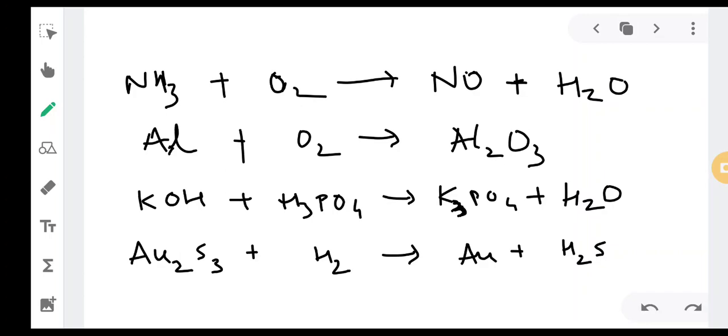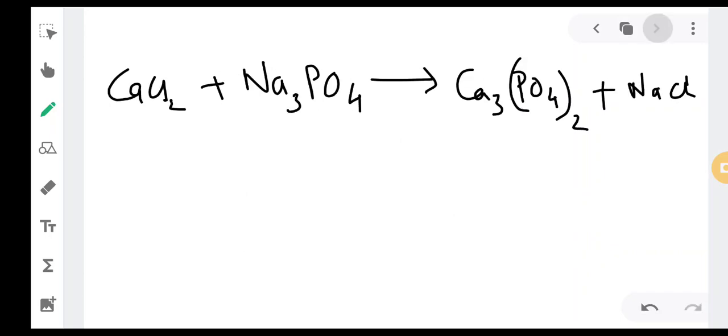S3, S is nothing but sulfur, as you all know. H2 is nothing but hydrogen. Gives you Au plus H2S. H is again hydrogen, S is sulfur. As you all know, K is the symbol for potassium. If you don't know, P is the symbol for phosphorus. The rest of the symbols I guess you know.